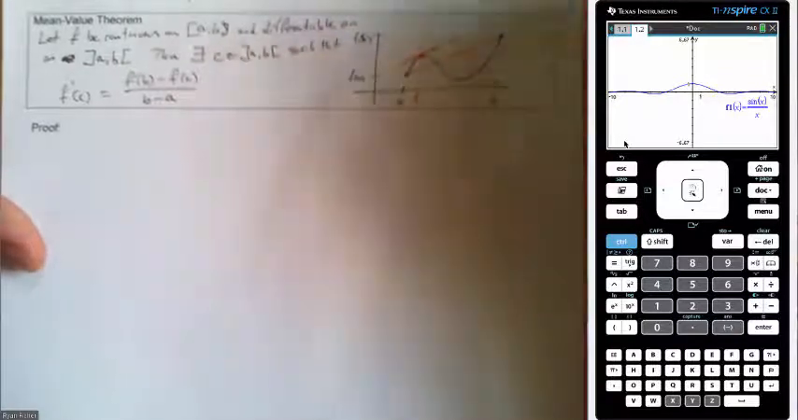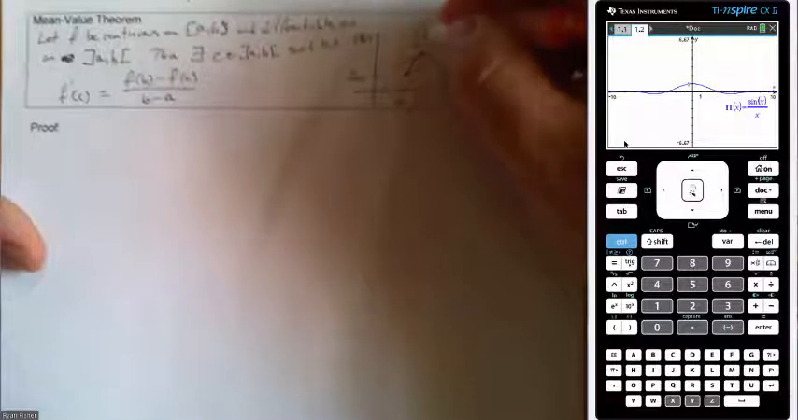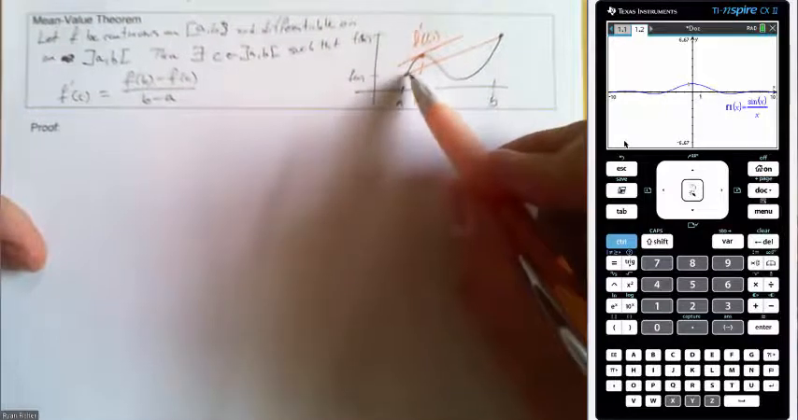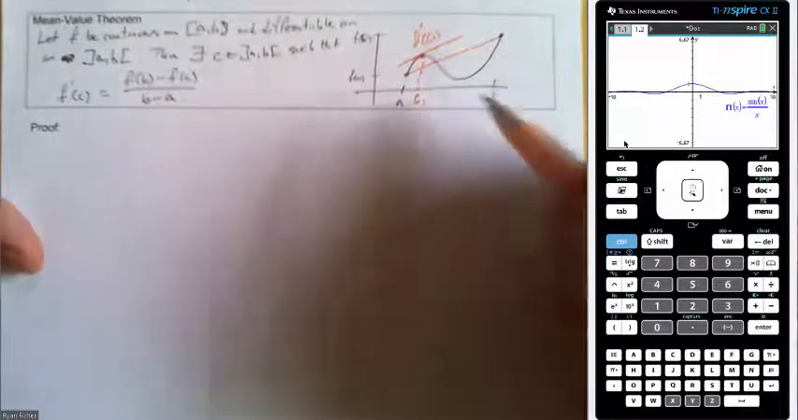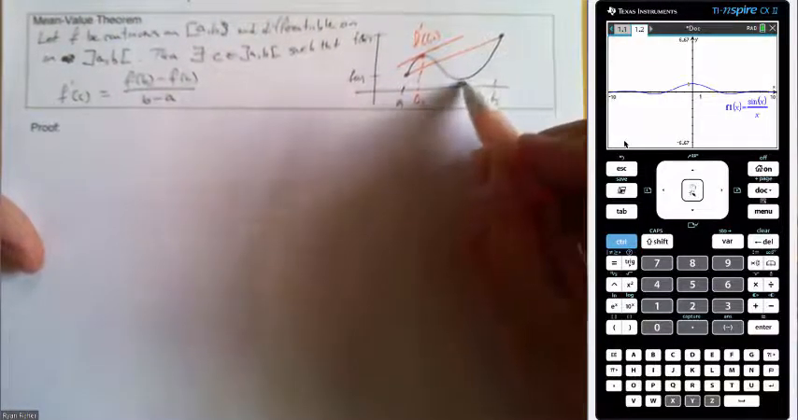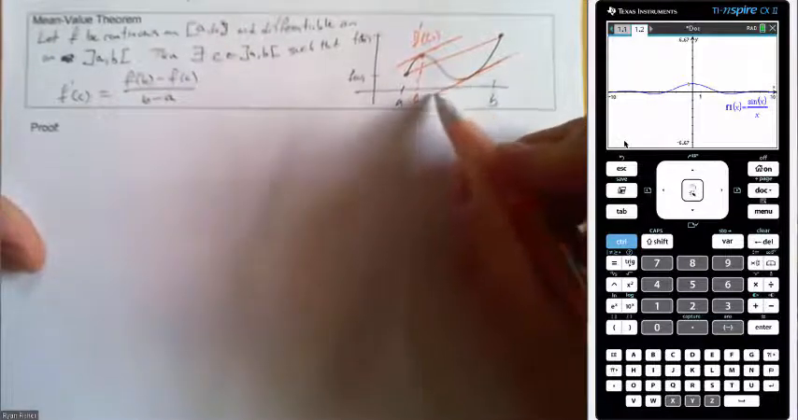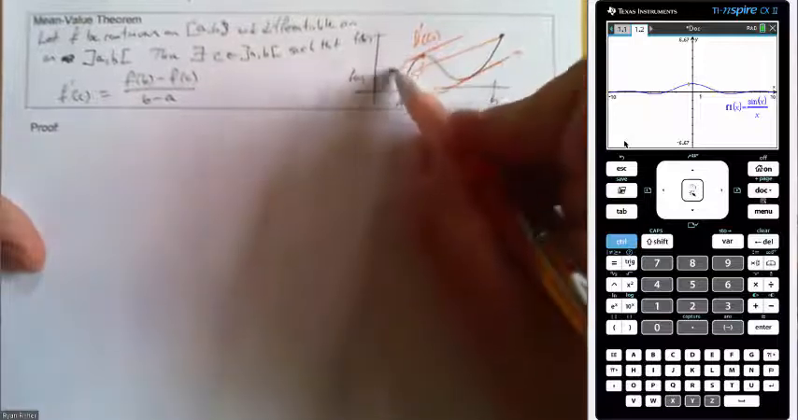So there's got to be some C such that the derivative at this value C is equal to this average rate of change. In my picture here, it looks like there's probably another one. It looks like there's another one over here somewhere as well, where these all are parallel.